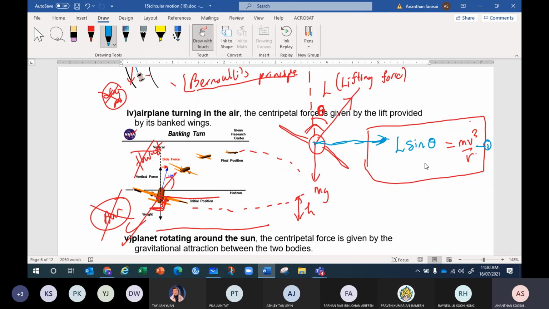Now we're going to make another equation by considering vertically. Vertically, the plane doesn't move up, doesn't move down. The force is balanced, because it's just circulating at a constant height from the ground. So force up must be the same as force down. It's just circulating horizontally. Imagine. So vertically it's balanced.